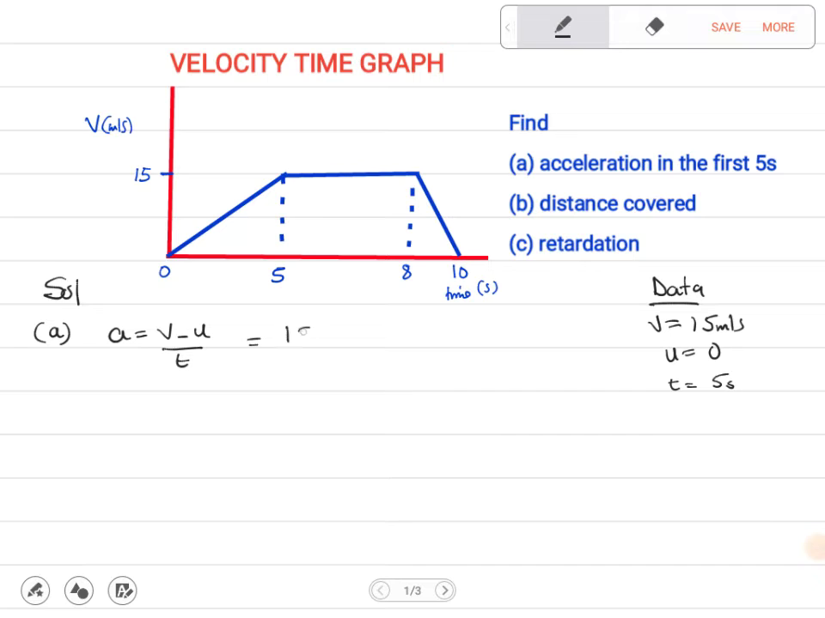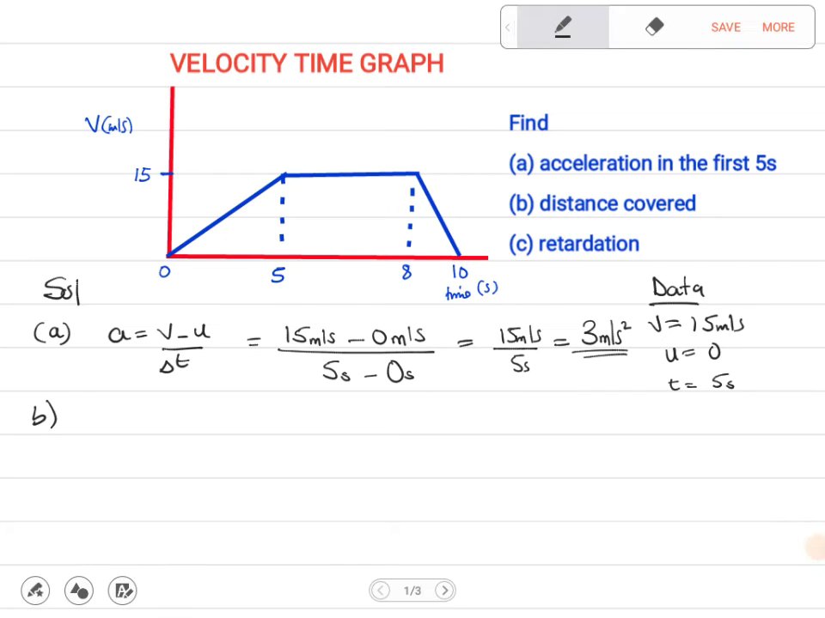That will be 15 meters per second minus 0 meters per second over 5 seconds minus 0 seconds, the change in time, right? And this will give us 15 meters per second over 5 seconds, and this will give us an acceleration of 3 meters per second squared. You're done.